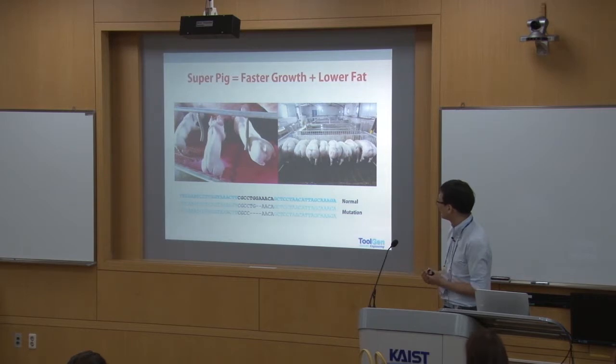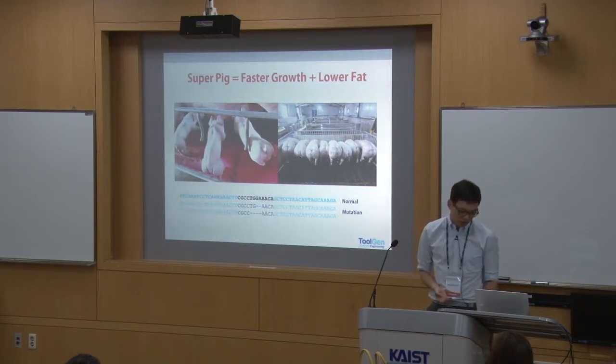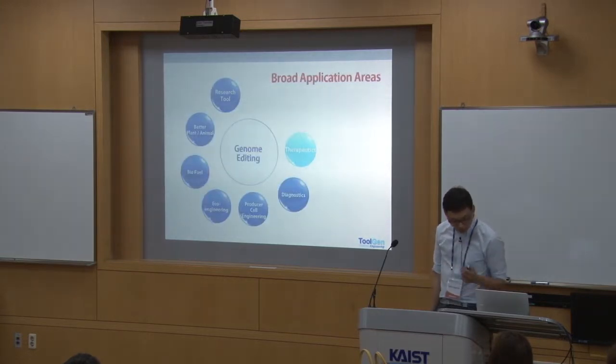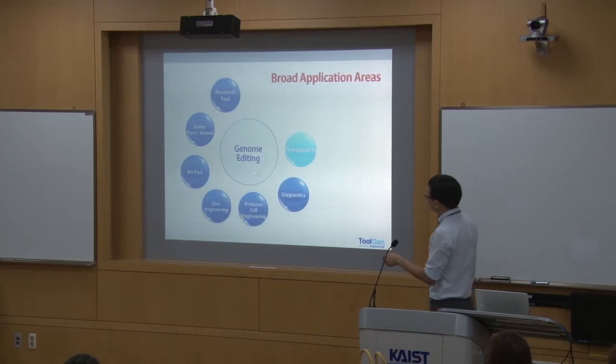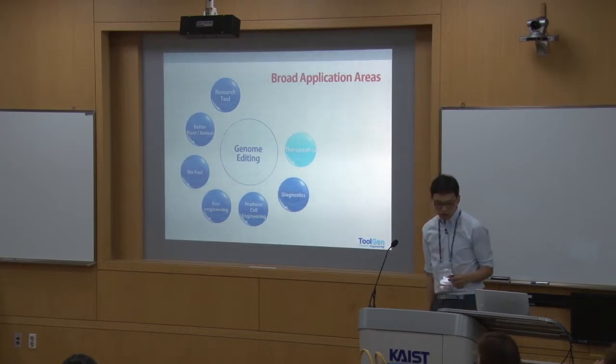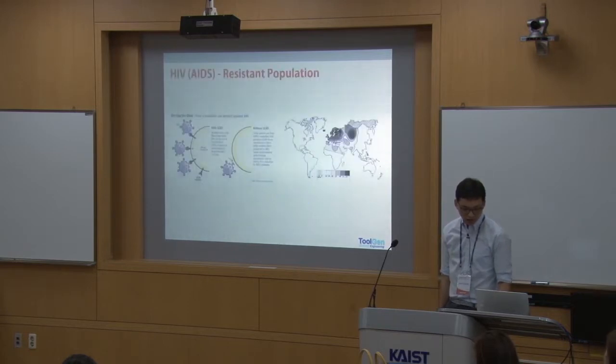So there are a lot of ways to go with this, but this is a very visual example of what we eat, and it also brings a lot of different issues that we need to think about as a scientist or a student here. Not only for animals, this technology, because it cuts and changes DNA, can be applied to a lot of different areas. But I think most people will be interested in therapeutic fields, so I'll discuss a couple of different examples of how it is being applied in a therapeutic area.